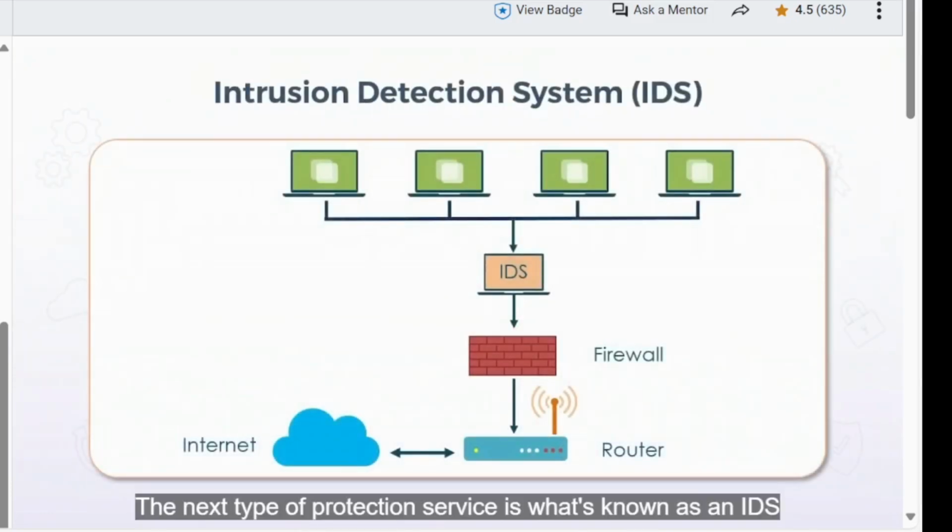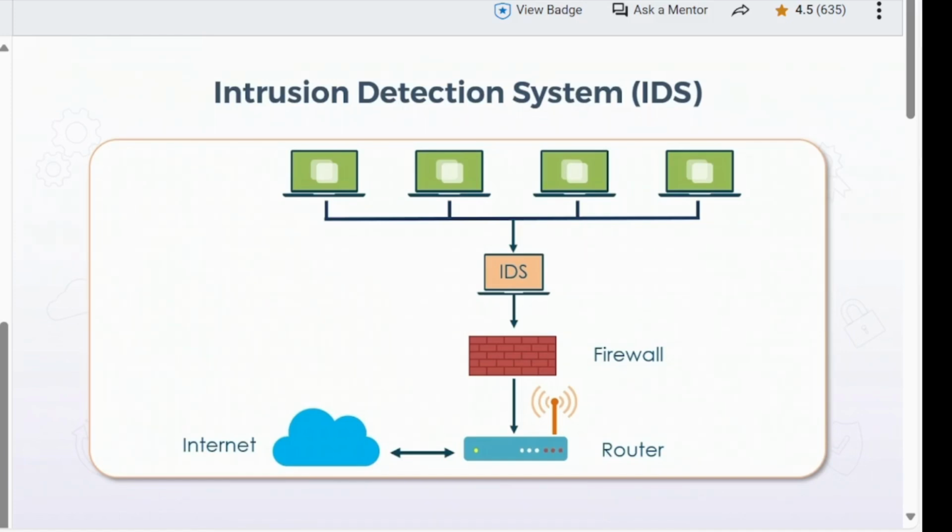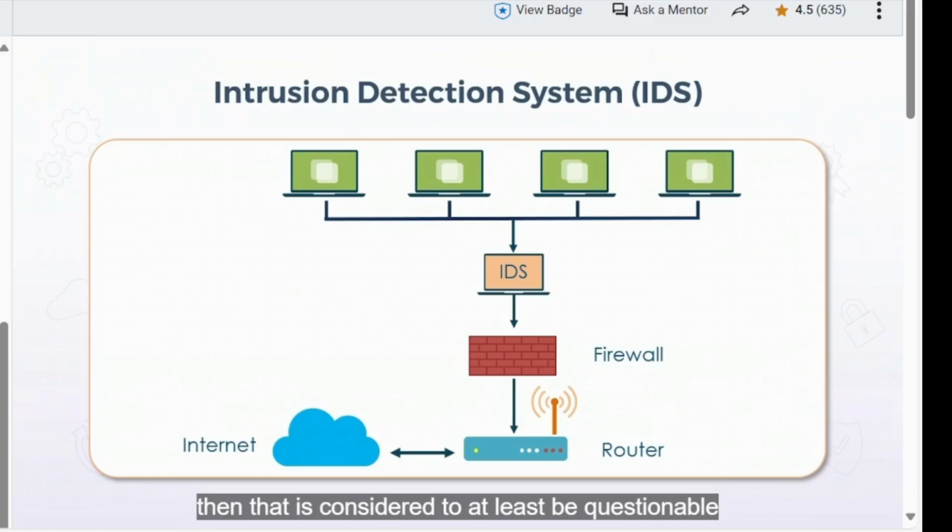The next type of protection service is what's known as an IDS, or an intrusion detection system, which does exactly as its name indicates by monitoring network traffic for malicious activity. Now that said, what is defined as malicious in and of itself can be difficult to determine, so most IDS devices monitor for what is considered to be out of the ordinary. So in other words, they quite literally learn what the normal traffic tends to look like. Then if and when something is identified which is out of the ordinary, then that is considered to at least be questionable, and an administrator can investigate further.